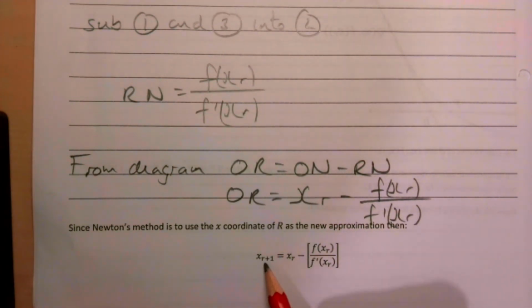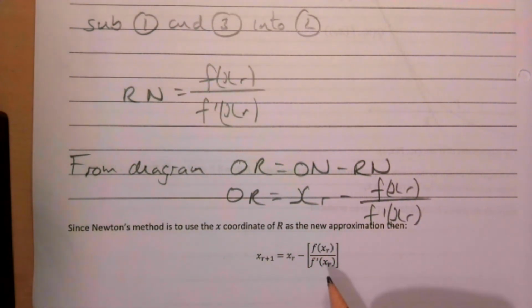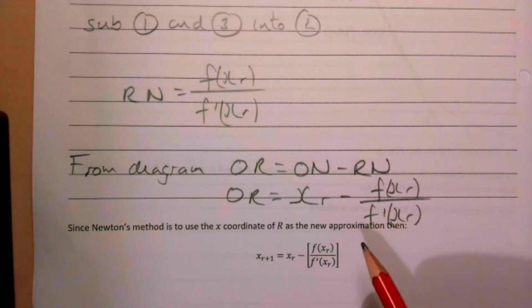To get the next point, which is closer again, we take our previous point, put it into the function and into the differentiated function, divide those two and take that away from the previous point. That will give us a better approximation to what we're looking for. Next video we'll take a wee look at a couple of examples.